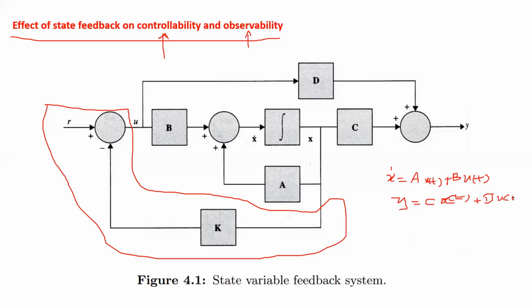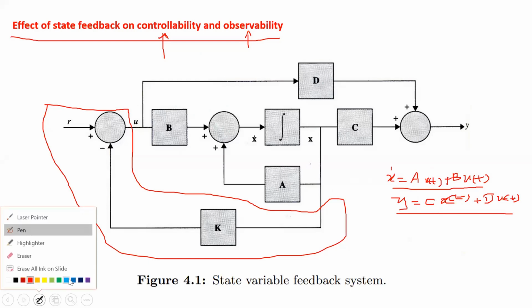D into U of t. Look at this one. X dot of t equal to A into X of t plus B into U of t. Y of t equal to C into X of t plus D into U of t. So, this entire block diagram will go for the state equation diagram, right?